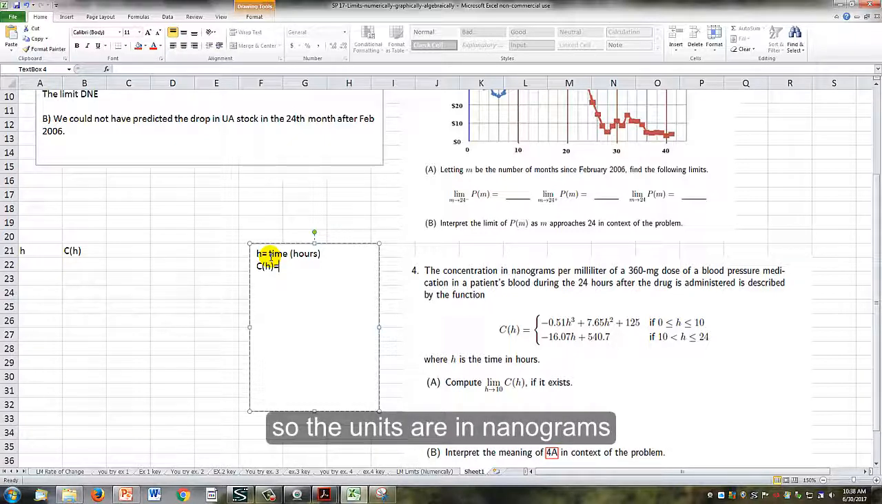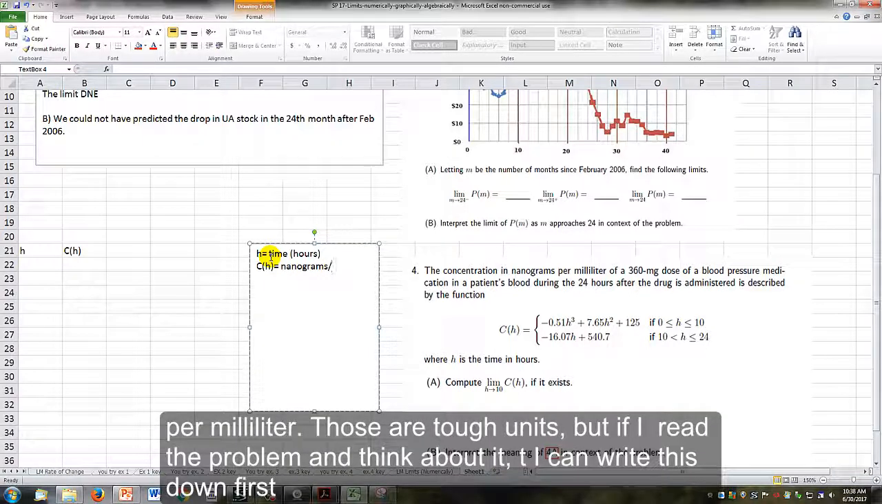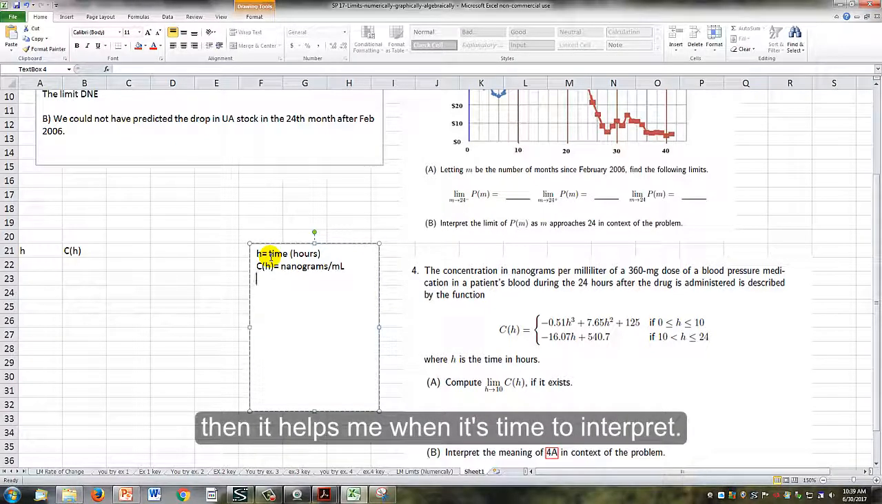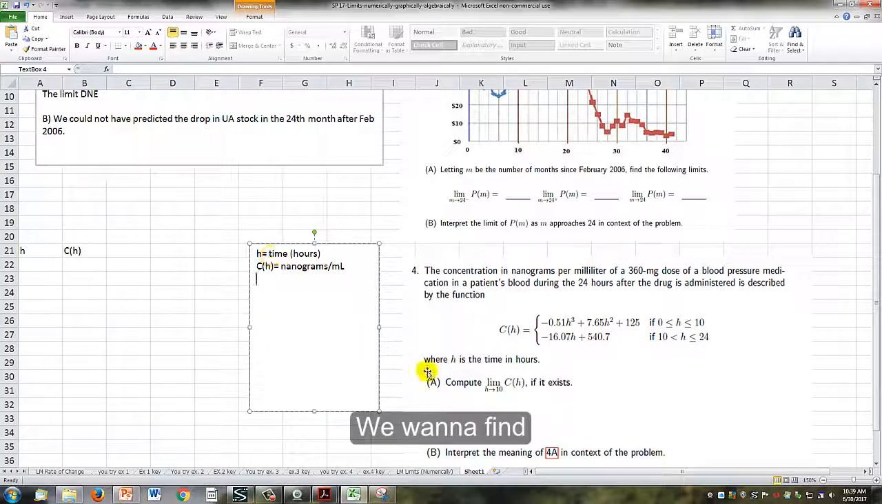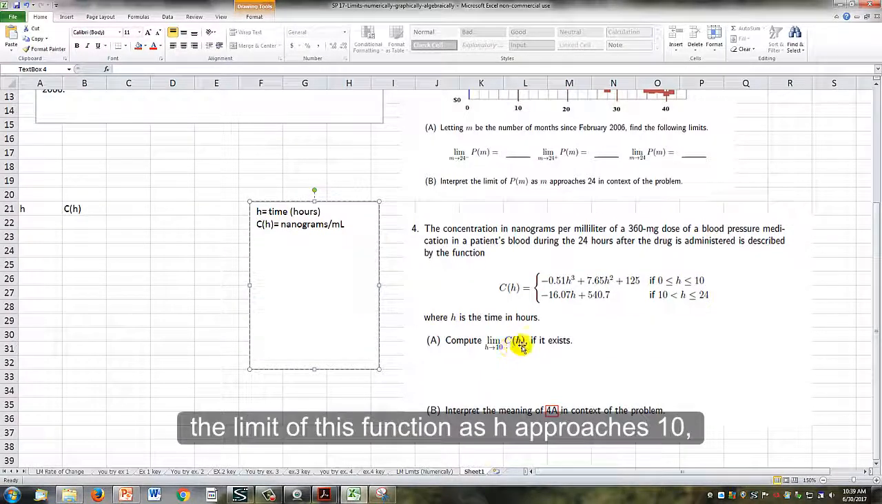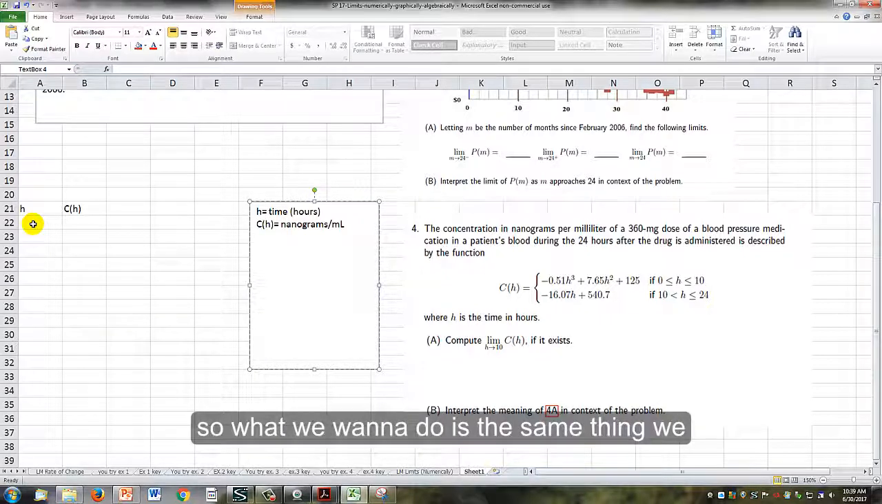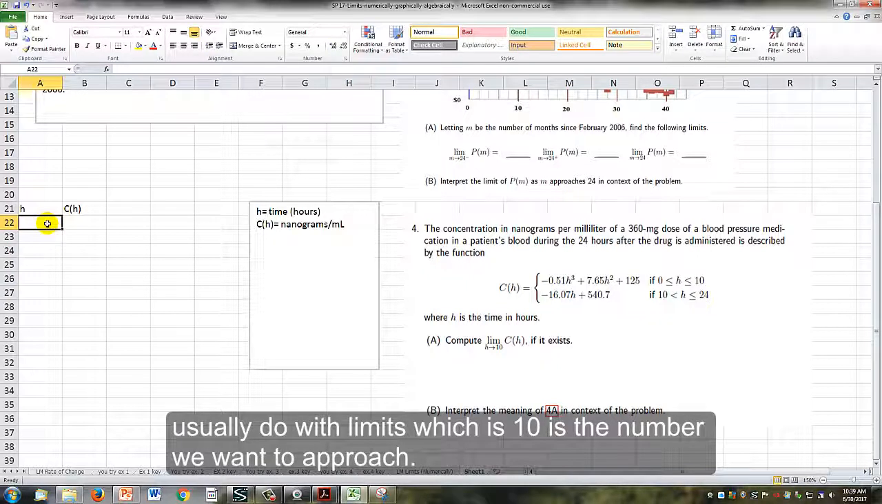So the units are nanograms per milliliter. Those are tough units, but if I read the problem and think about it, I can write this down first. Then it helps me when it's time to interpret. We want to find the limit of this function as h approaches 10. So what we want to do is the same thing we usually do with limits, which is 10 is the number we want to approach.